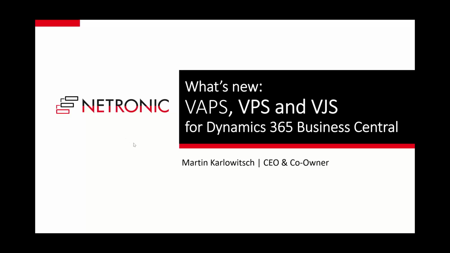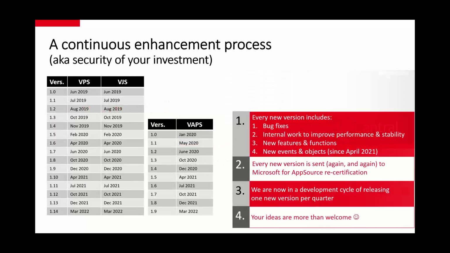But now let's talk about what is new. So let's talk about the incremental stuff that we built. And before we do so, just the information that we launched version 1.14 of VPS and VJS end of March, and that we launched version 1.9 of the VAPS end of March.